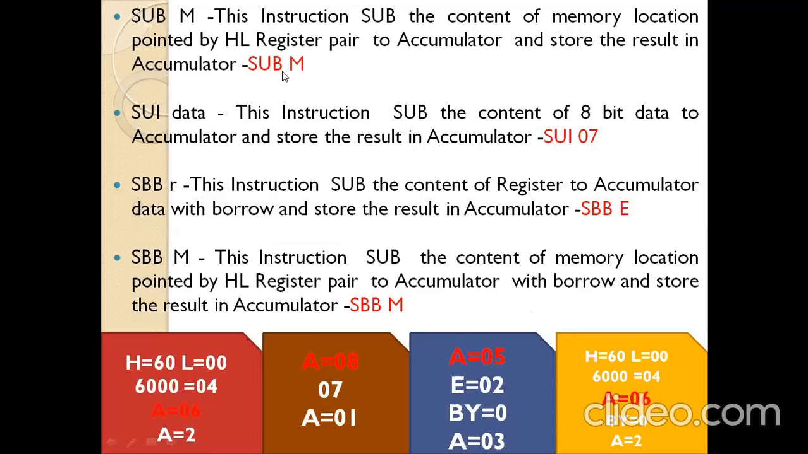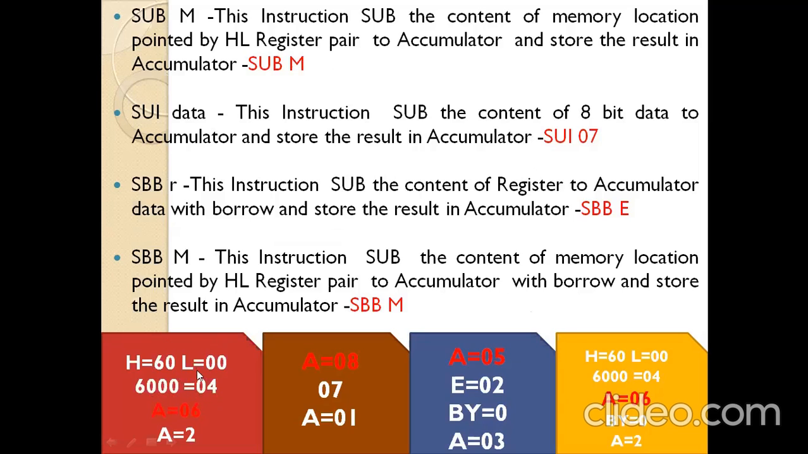SUB M. So M means memory pointer, or HL register, or data pointer. So M means you have to see what is the value in the H register, 60. What is the value in the L register, 00. If you combine, you will get the memory address 6000.